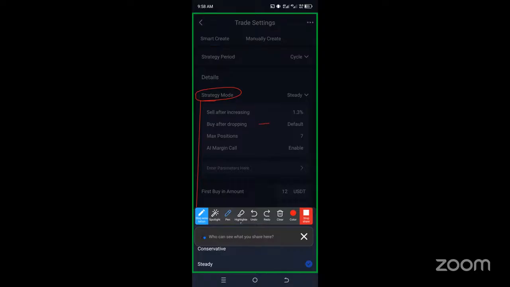Everything is now set by default. Even the profit is set. When you enter in the market and the market rises 1.3%, sell after increasing to this level. Everything is set. It also has positions known as margin calls. It has 7. They are set. It has a limitation of 7. That's why we call it by default and we say it has limitation. When you do your own, you can even go beyond 7 and you put what you want. But by default, they are 7. AI margin call, the part of the robot that will be monitoring the market for you, is enabled.